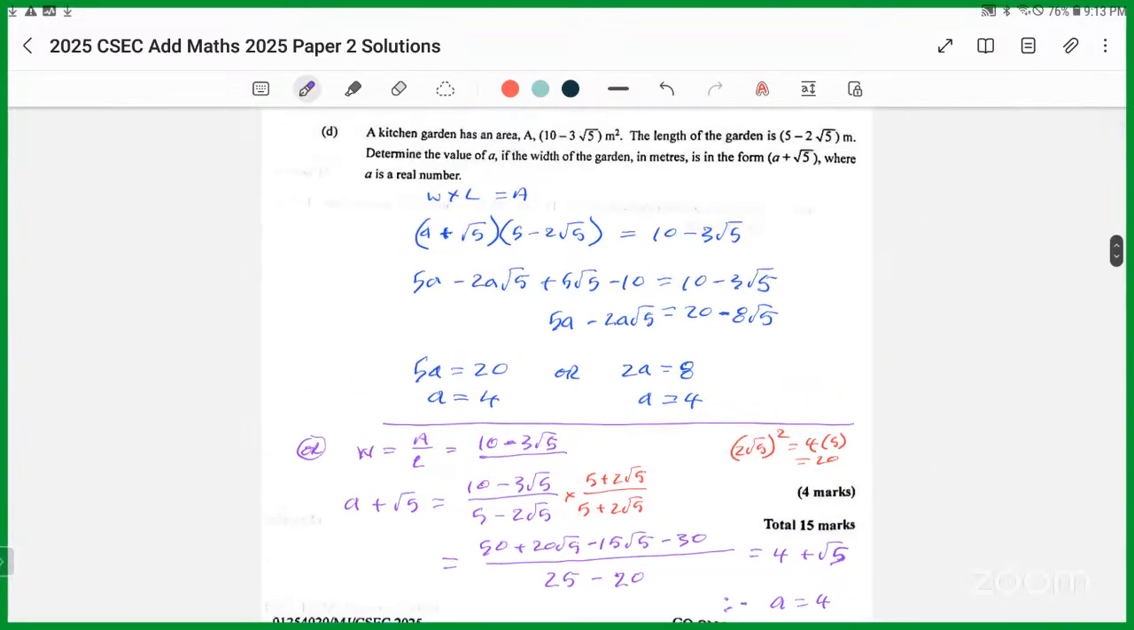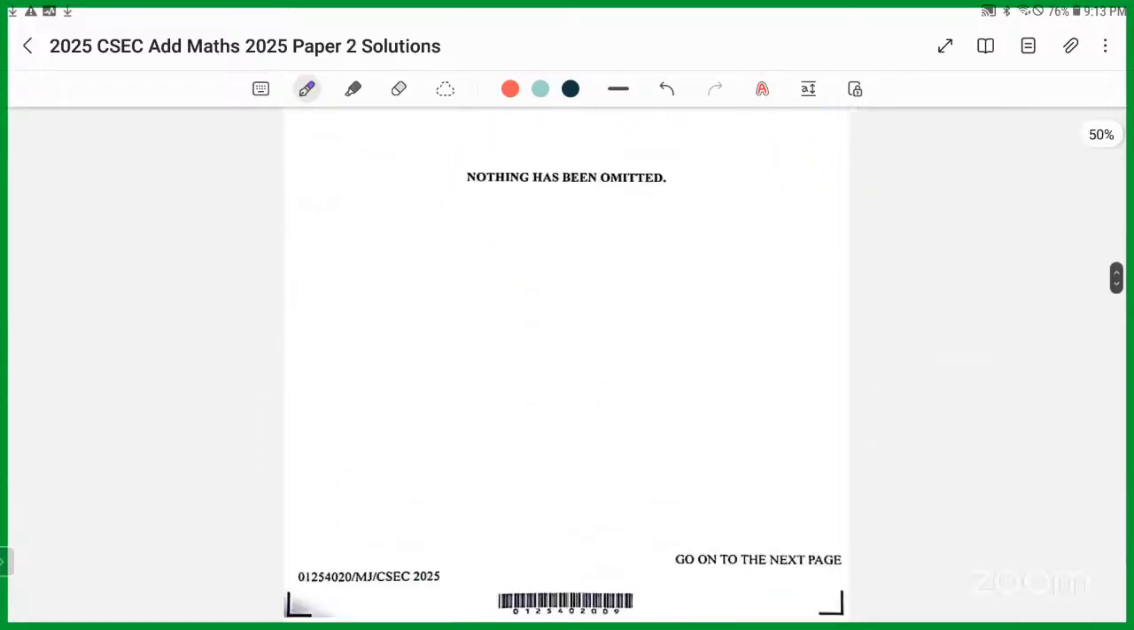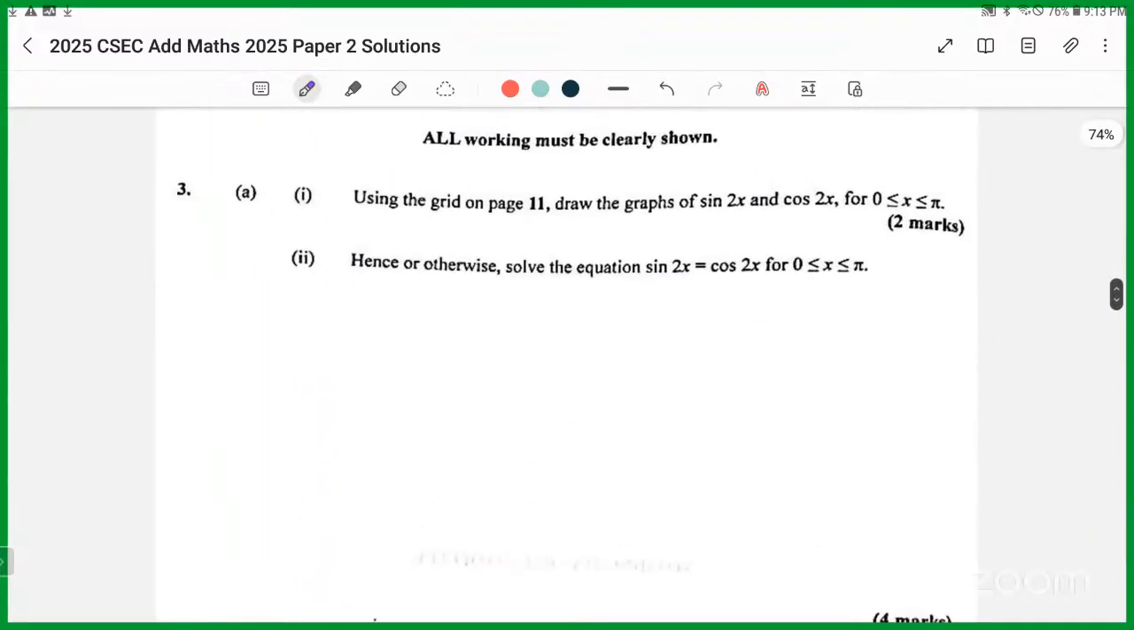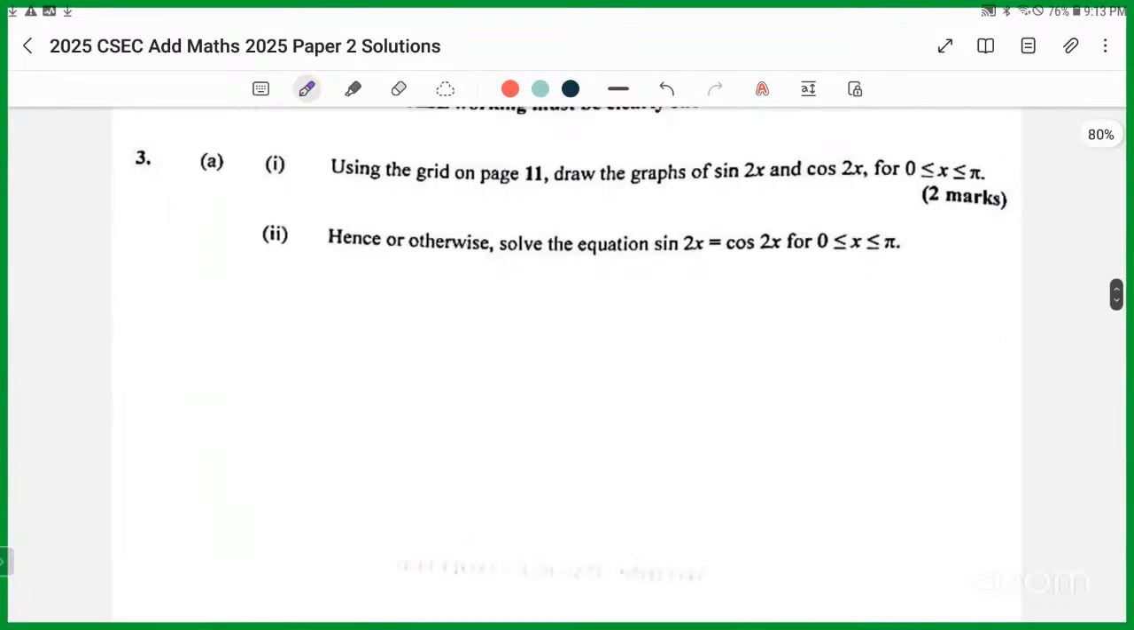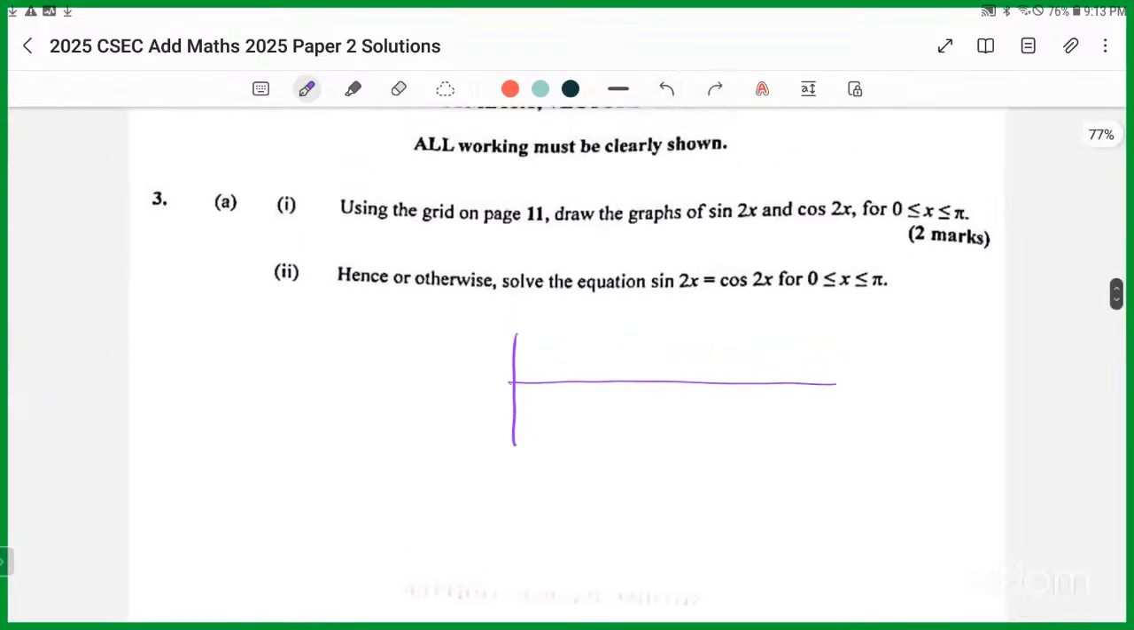All right, let's continue. Equal better math every time. This question says, using the grid on page 11, draw the graph of sine of 2x and the cos of 2x between 0 and 2 pi. Now, the sine of 2x means that you have two full sine graphs between 0 and 2 pi. The sine graph starts at the origin, goes up to 1, and the second one ends at 2 pi out here. So you have two full cycles between 0 and 2 pi for the sine of 2x.